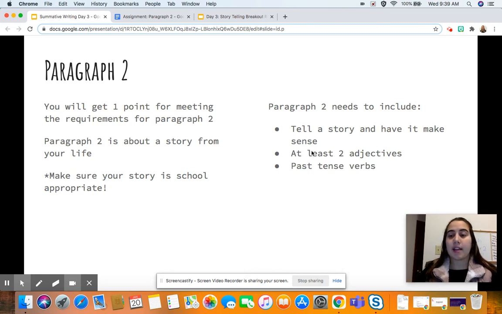And that's why I was saying, practice saying your story out loud. Tell it to your brother or sister or your mom, dad, friend, or even to yourself, okay? You also need to include at least 2 adjectives in your story to add those details. And all of your verbs should be in past tense when you're talking about what happened in your story.